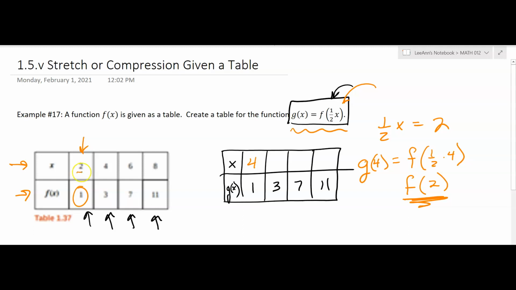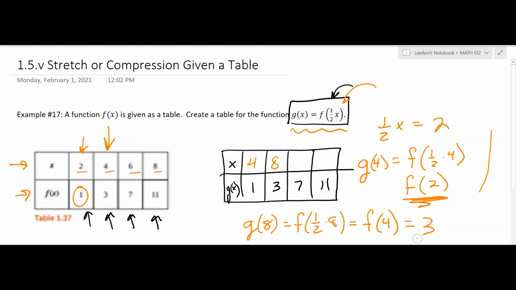But what's happening is all our inputs here are going to double. So 4 is going to become 8. I'll go through that one just so you can see another example here. I don't know why that's not working better for me today. So g of 8 would equal f of 1/2 times 8. But 1/2 times 8 is 4, so we really want f of 4. How do we know what f of 4 is? We have to go to the f function, that table, and have an input of 4 and an output of 3. Okay? It'll get easier as you do this.